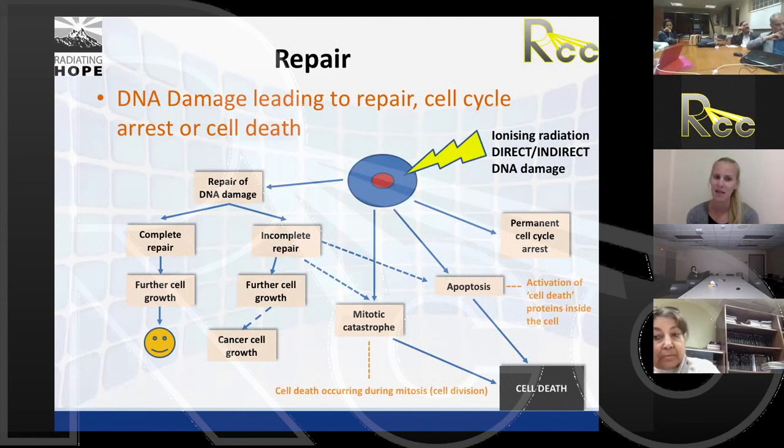If you have damage of DNA, you can also have what's called incomplete repair. This is where, again, you might have that mutation within the cell itself that will cause new cancer cells to form. You could also have that incomplete repair that might then turn on that cellular death protein and cause apoptosis, or a mitotic catastrophe could occur from the incomplete repair of that cell damage that happens during irradiation.